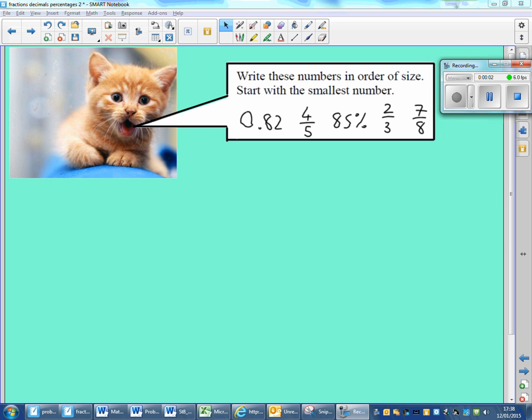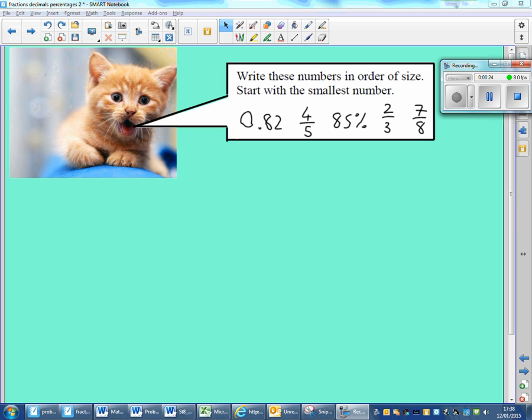Hello all. You can see the kitten, he's furious because the numbers are not in order and this kitten likes things to be very orderly. So we'll do just as he says. It asks us to write the numbers in order of size. Start with the smallest number.